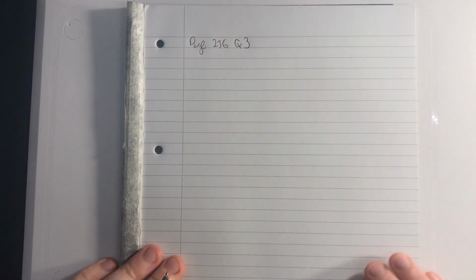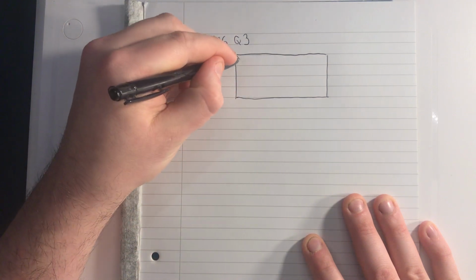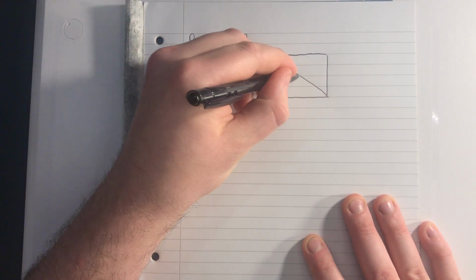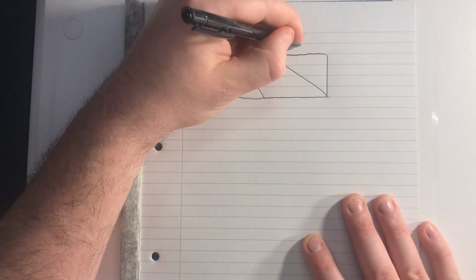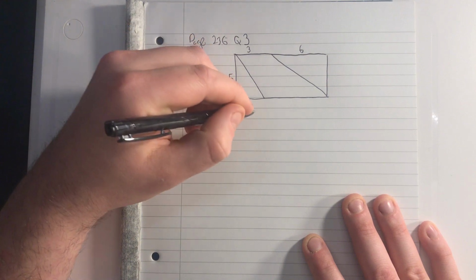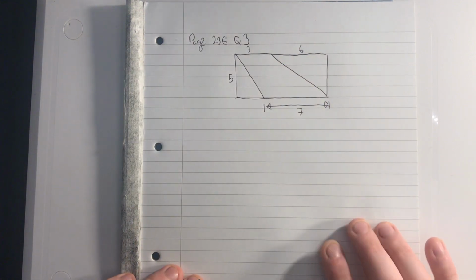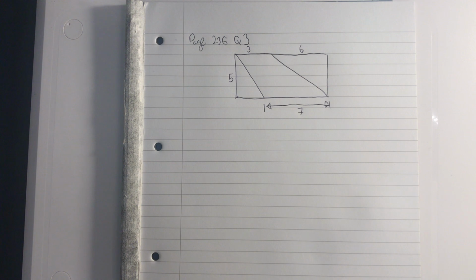Right, so I was asked to do page 236, question 3. It looks like this is a big rectangle, and we take a triangle there, and we take another triangle there, and we're told that that distance is 6, that distance is 3, that's 5 high, and the distance from there to there is 7. Hence find the area of the shaded portions of the diagram on the right.